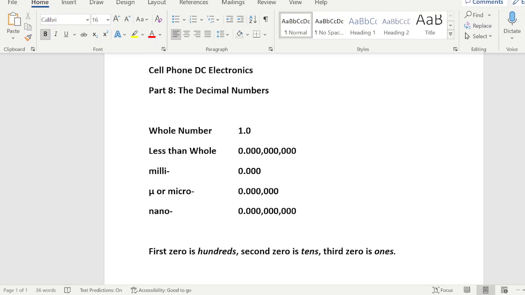So this is our decimal numbers, and we'll look at the other side of that when we talk about some other components. But a lot of times when you're measuring voltage or other Ohm's law properties, you might see some things on the right side of the decimal. So it's good to know these things.